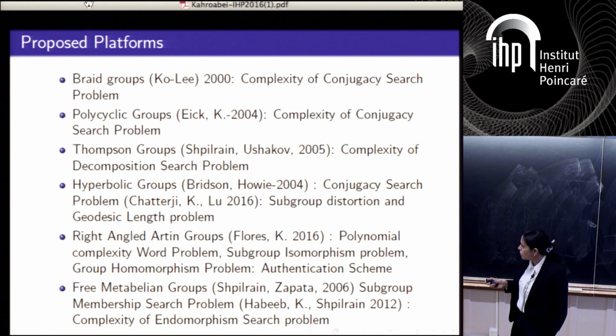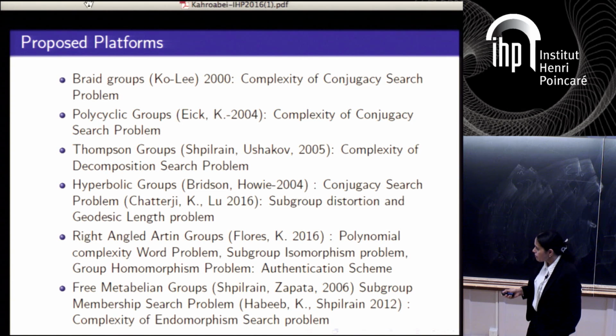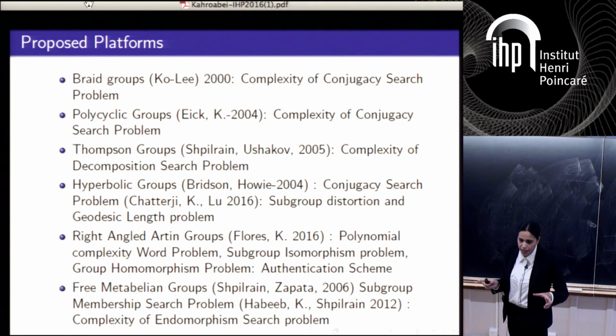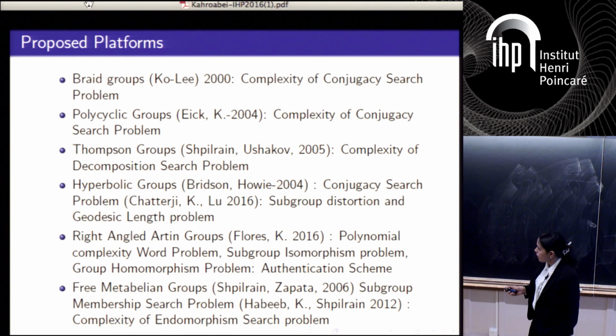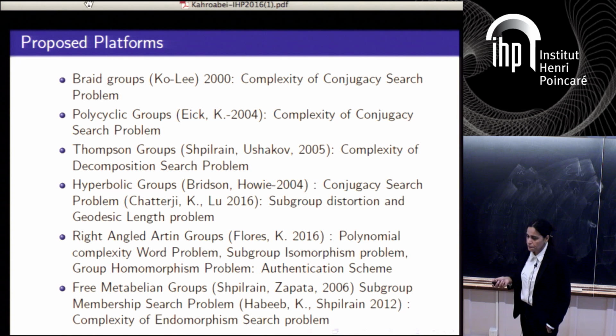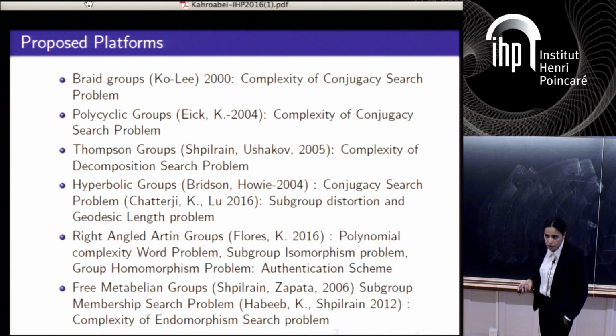Recently, with Indira Chatterjee and Nilu, we came up with a cryptosystem based on subgroup distortion in Gromov hyperbolic groups and the geodesic length problem. With Ramon Flores recently, we proposed using right-angled Artin groups, and I will tell you what they are. It's very interesting because they connect graph theory with group theory problems. The reason we propose them is that the word problem can be solved in linear time in such groups, and we define a subgroup isomorphism problem which is somehow equivalent to the subgraph isomorphism problem, which is NP-hard, and a group homomorphism problem. We proposed authentication schemes based on the difficulty of these two problems.